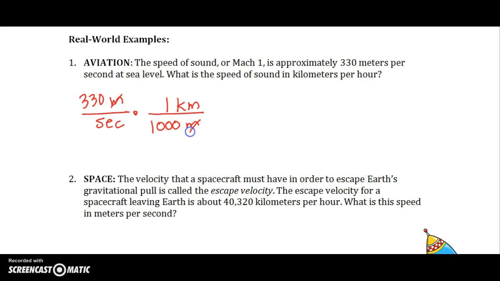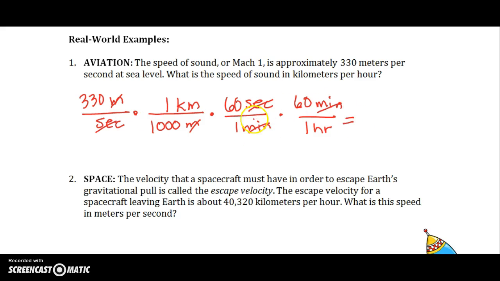And we need to change seconds to hours, and there are 60 seconds in a minute. Put seconds on top so that it will cancel. And there are 60 minutes in 1 hour. So you might have said 3,600 seconds in 1 hour. But I wanted to show you step by step. So we cancel our seconds, we'll cancel our minutes.